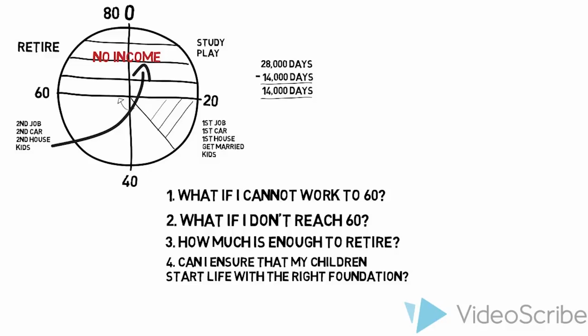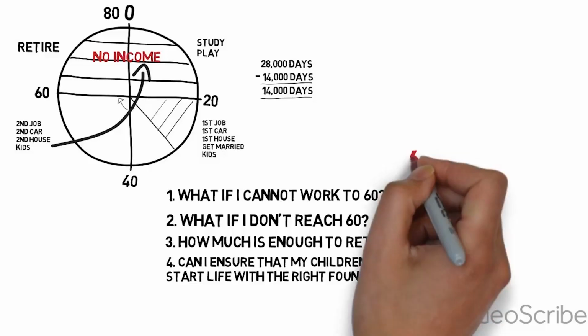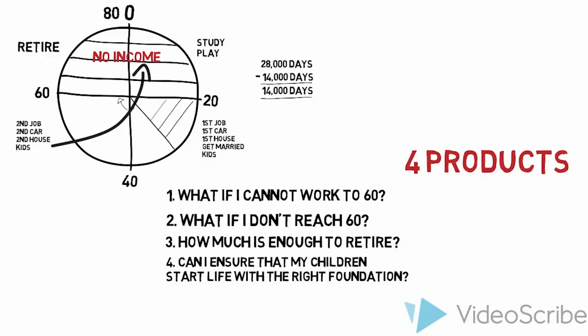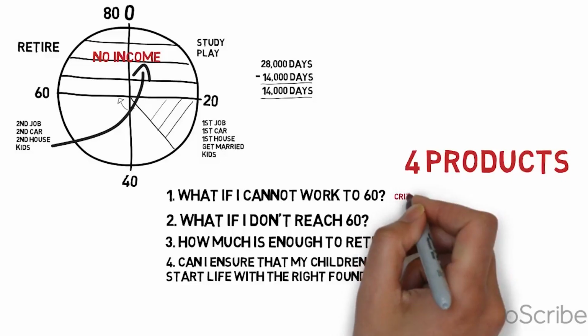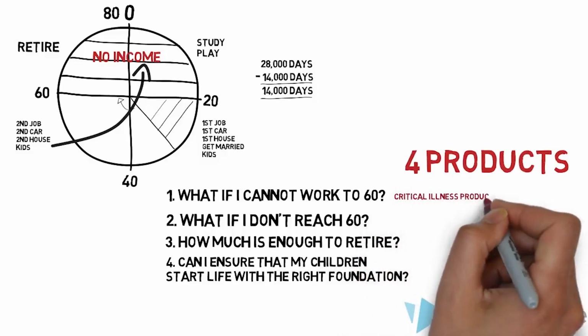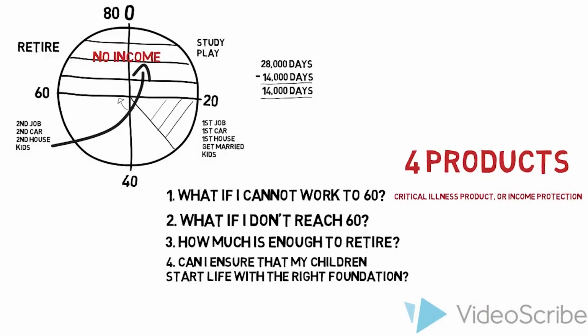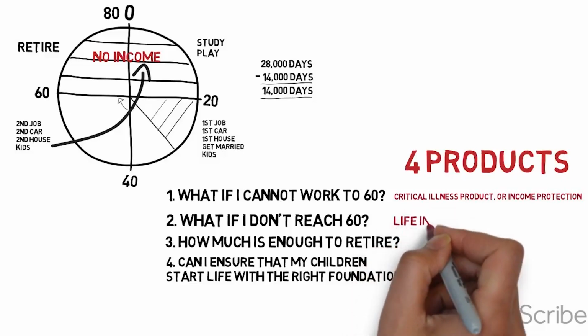Again, this is a guaranteed payout in life if you have children. Why do people not plan for it? I've done this presentation in more than 50 countries. If you notice, in one presentation, I've covered 4 different products. The first fear was, what if I cannot work to 60? And the product that helps you take care of that is either a good critical illness product or an income protection due to disability. My second biggest fear is, what if I don't reach 60? Now, the only thing that can stop you from reaching 60 is in case you pass away. So for that, we have the product called life insurance.